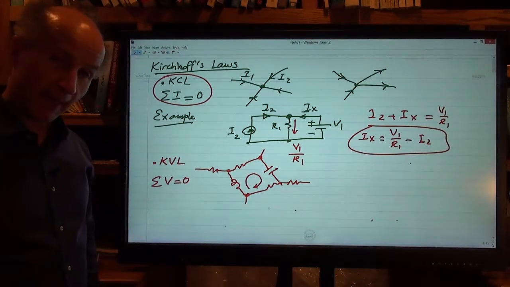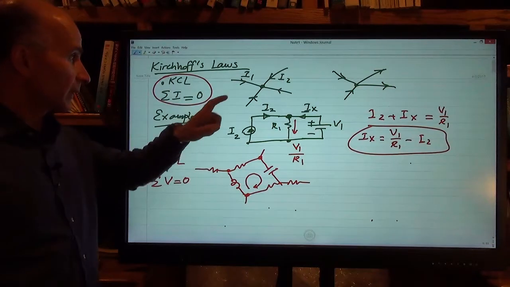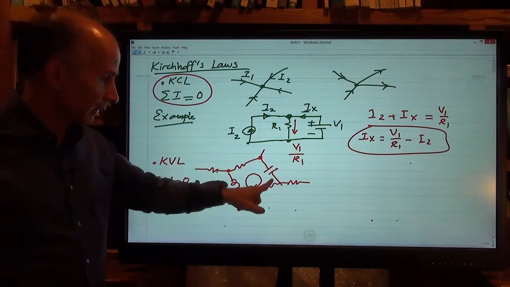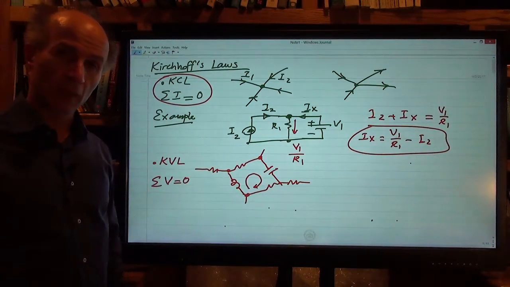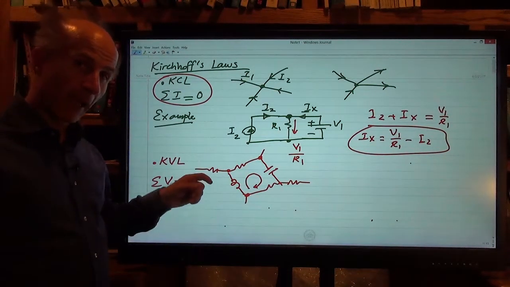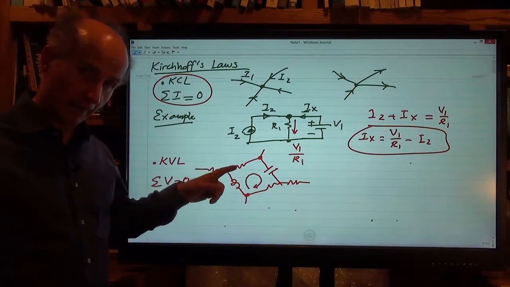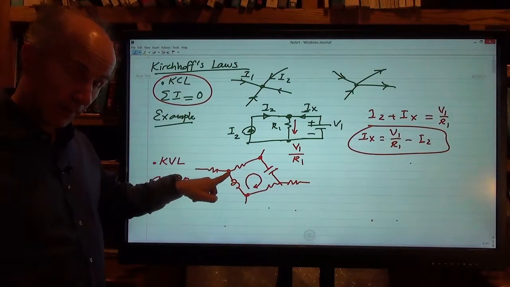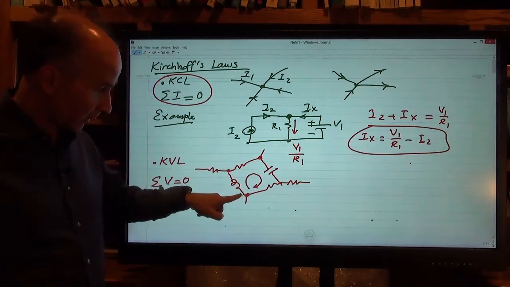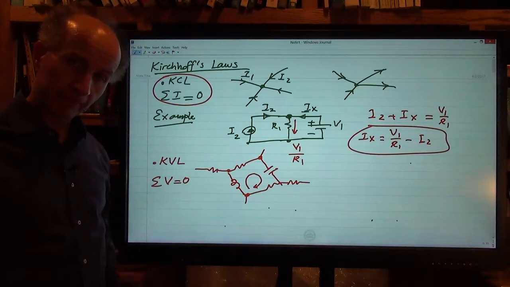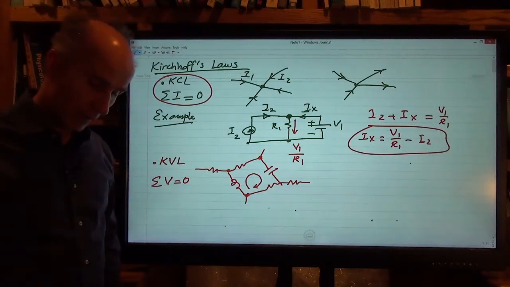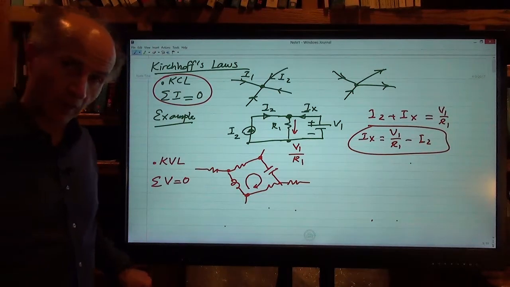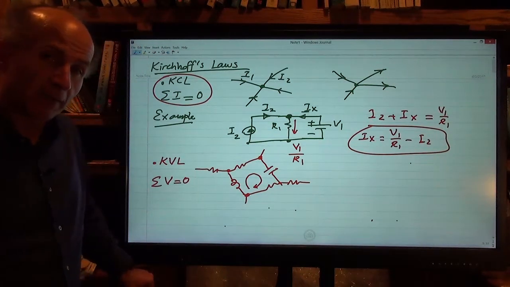So again, it's important to understand that KCL relates to the currents going into a node. KVL relates to the voltages in a loop. A loop consists of a path through some devices that goes back to its origin. So we start from here, for example. We go this way, we go this way, we go this way, and we come back to where we started. Okay, that's KVL. Now, it turns out that the KVL also has an intuitive explanation. KVL is really based on conservation of energy.